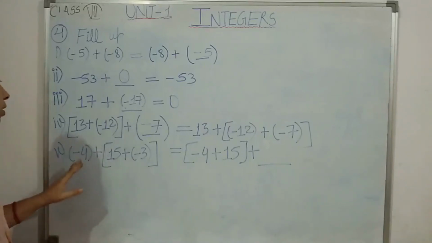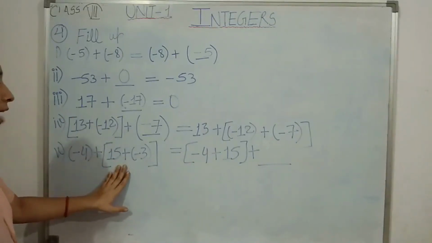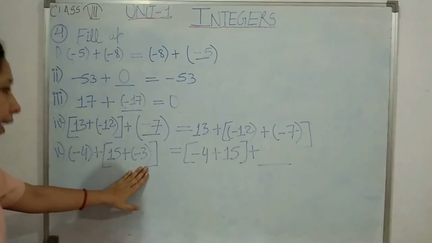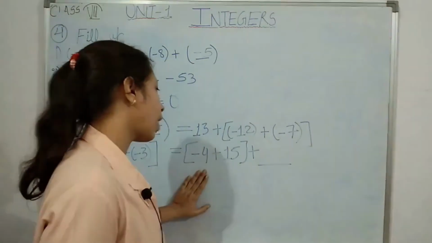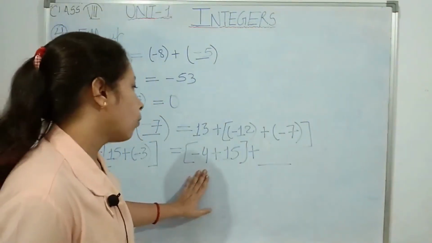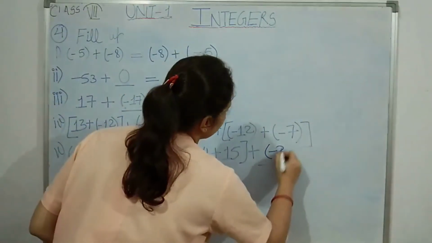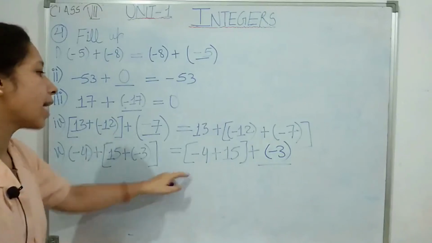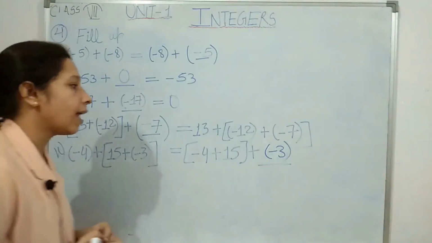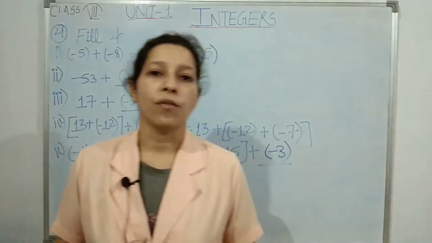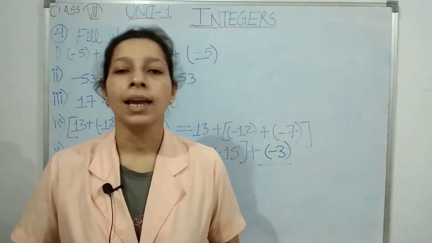Okay, point number 5 also we are going to solve using associative property. Here the first group is formed for the last two integers 15 and 3. Here the first group is formed for adding the first two integers. So what will be the third integer here? Minus 3 will be the third integer. Now both the sides are equal because we know that we can add integers by forming groups. It will not make any difference.